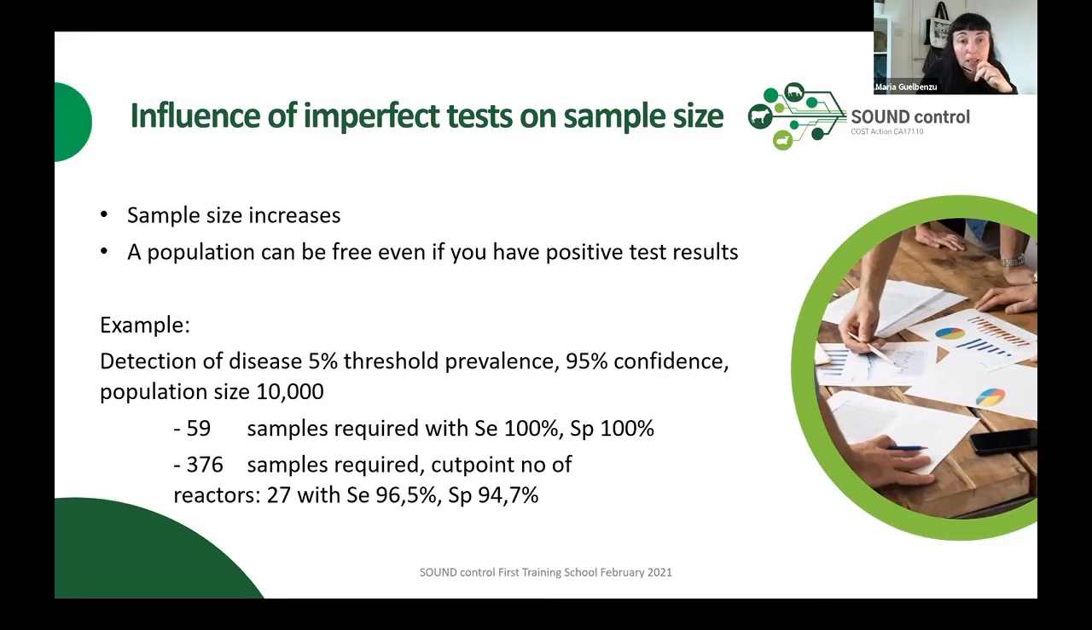So in this example, in detection of disease on a 5% threshold prevalence, 95% confidence, and a population size of 10,000, if we would have a complete, perfect test with 100% sensitivity and specificity, we would need only 59 samples. But with a not so perfect test, so you can see there the sensitivity and the specificity, we're going to need 376 samples, and that's including a cut point number of reactors of 27 reactors. But as I said, Jorn is going to explore that on the next session.